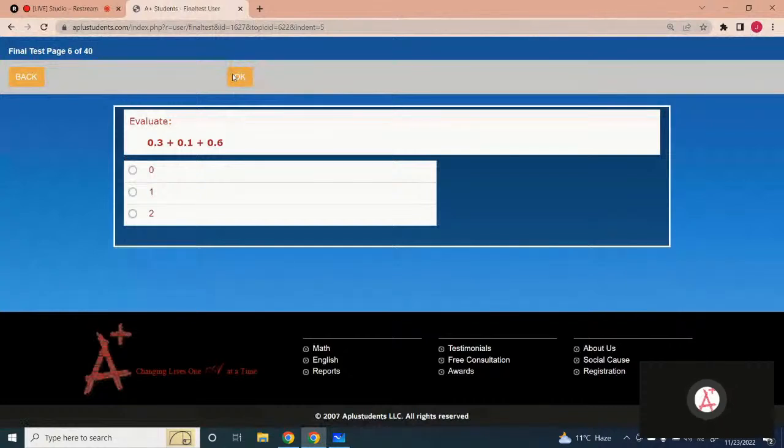Okay, the next one is you have to add 0.3 plus 0.1 plus 0.6. So it would be 1.0. Got it? Just one is the correct option.